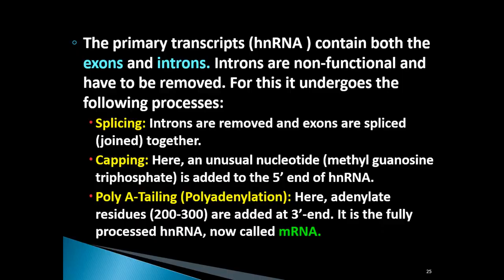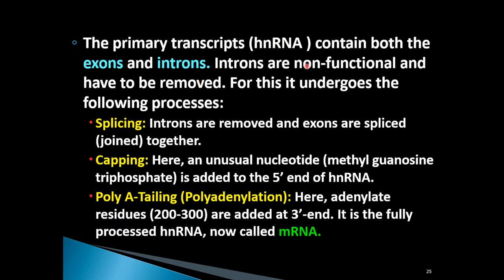There is one more complexity, that is the primary transcript. What is primary transcript? That is heterogeneous RNA, means HnRNA. You can say precursor of mRNA. Contains both exons and introns, means after the transcription the mRNA that is formed, that is precursor, okay, that is in premature form, and that is called heterogeneous RNA, and that contains both exons and introns.